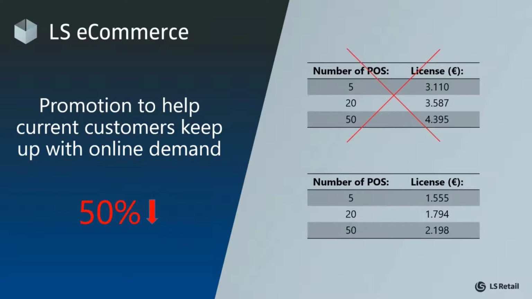And if we quickly put this in context to quantify this, then the license fee for a small business with 5 POS comes out with this promotion at around 1,550 euros for a perpetual license, while the cost for a chain of stores with 50 POS comes out at a cost of around 2,200 euros, again, for a perpetual license. So please go to our portal for the details on this effort to support our customers.